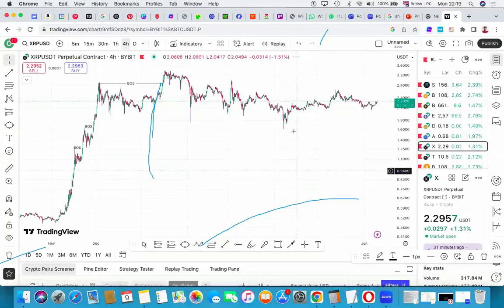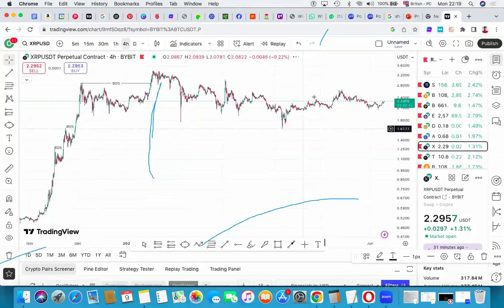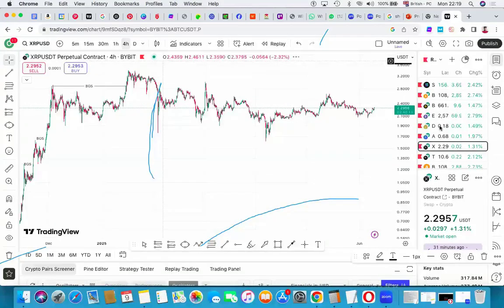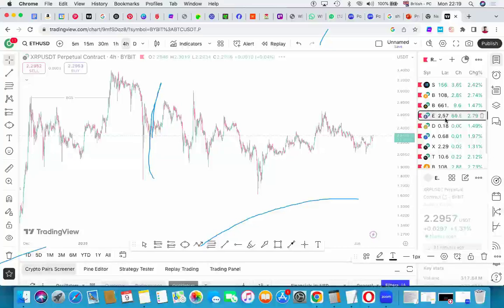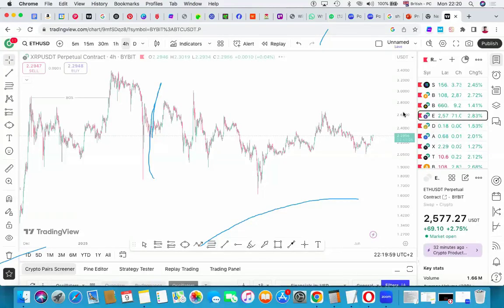The market is just choppy around here. There's not a clear example that I want to give you guys here. So let's see another pair to see if we can have a clearer example. Let's see what ETH is saying. The network is really very slow.